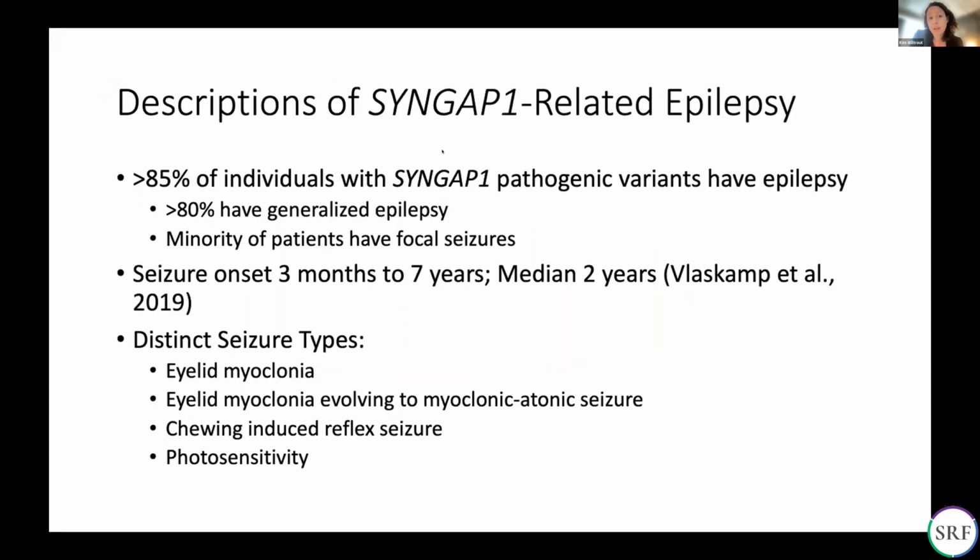The epilepsy has been described to affect over 85% of individuals, and it's primarily a generalized epilepsy, although a minority will have focal seizures. The seizure onset has been described as being between 3 months to 7 years, with an average of about 2 years of age. And there are some very distinctive seizure types with SYNGAP1, such as eyelid myoclonia, or eyelid myoclonia that evolves to a myoclonic atonic seizure, so a little jerk and then a drop, or chewing-induced reflex seizures.